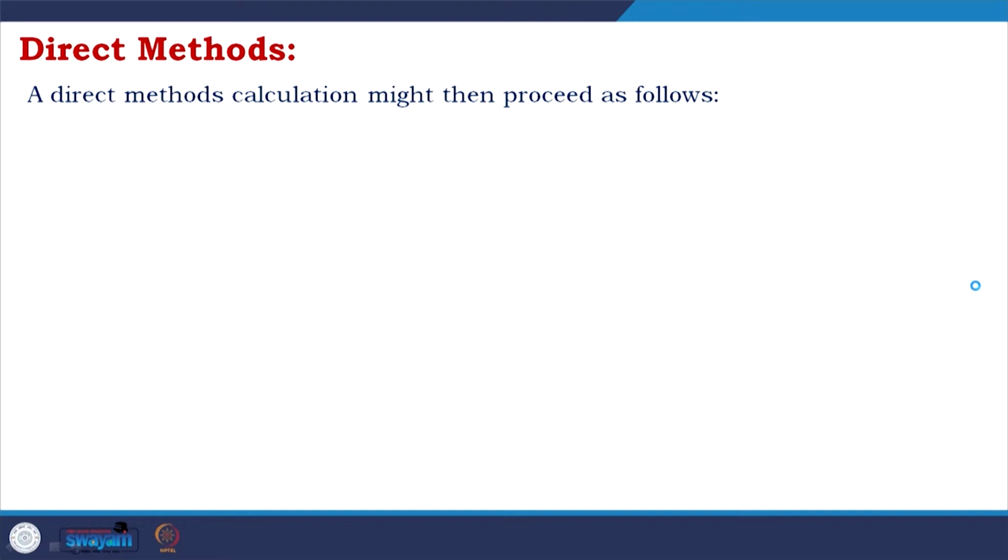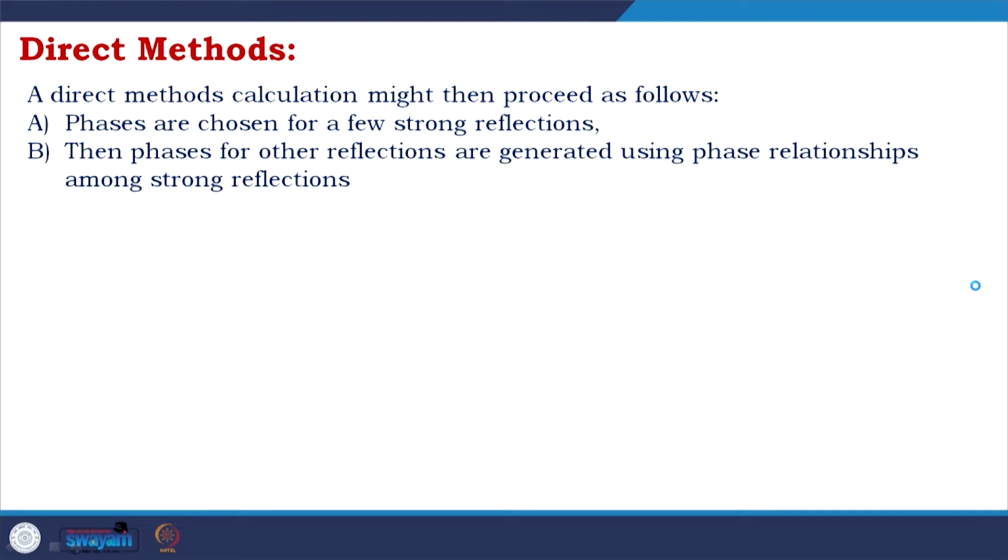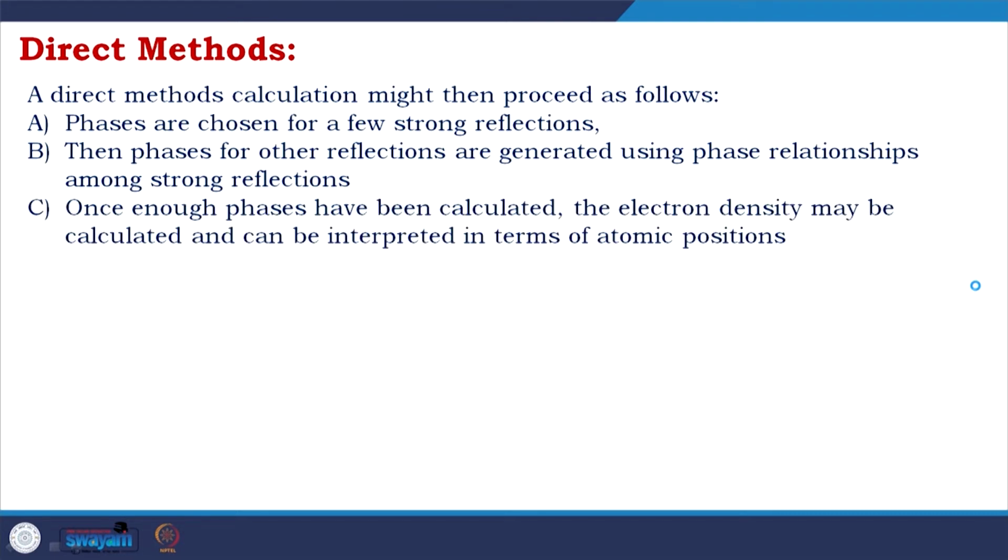A direct method calculation might then proceed as follows. Phases are chosen for a few strong reflections, then phases for other reflections are generated using phase relationships among strong reflections. Once enough phases have been calculated, the electron density may be calculated and can be interpreted in terms of atomic positions. So, first the phases are chosen for strong reflections because they are easy to get, then phases for other reflections are generated using the mathematical relationship among strong reflections.